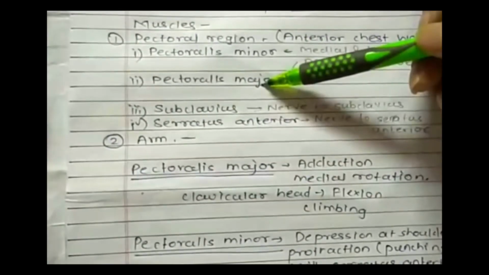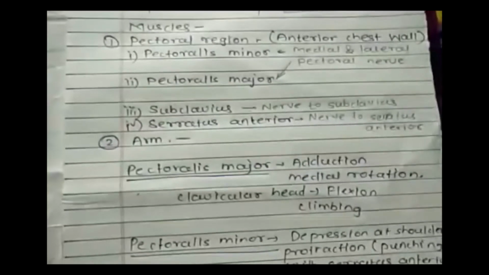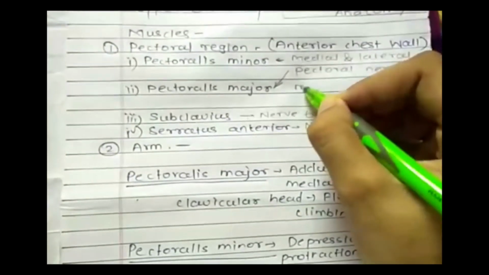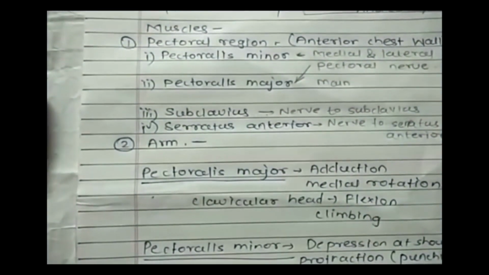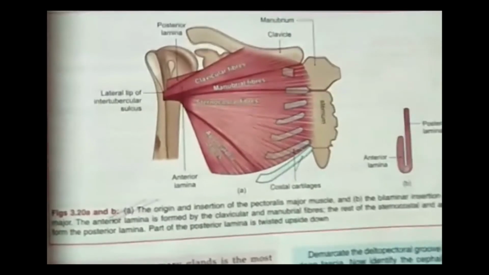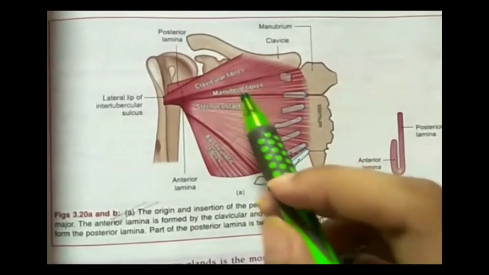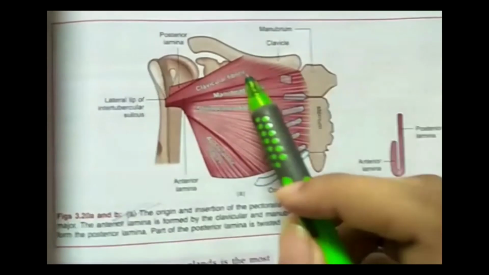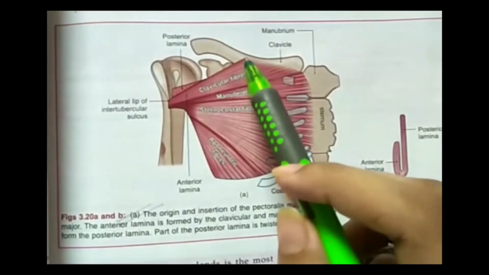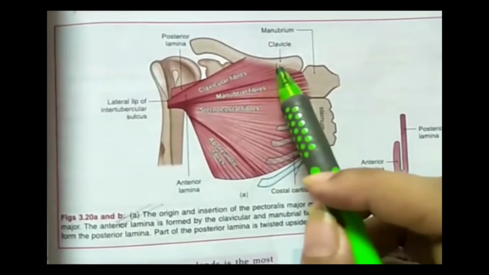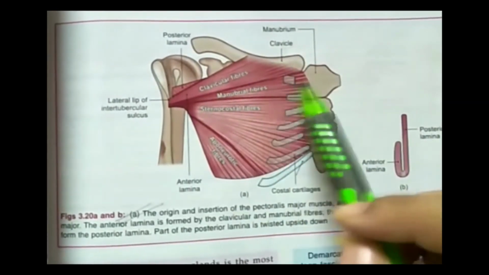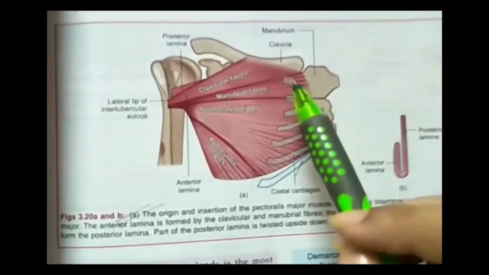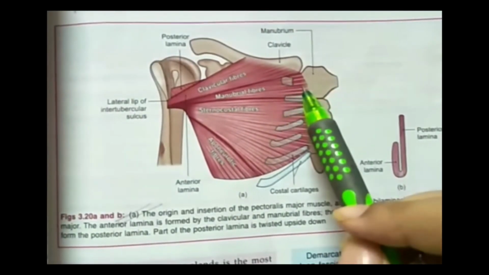Now the pectoralis major muscle. The pectoralis major muscle is the main muscle of the pectoral region. That's why it is named pectoralis major muscle. The pectoralis major muscle arises from four fibers. First are the clavicular fibers, arising from the medial three-fourths of the clavicle. Then manubrial fibers, from half of the breadth of the manubrium. The pectoralis major muscle arises from here.